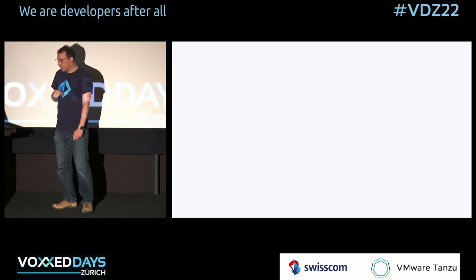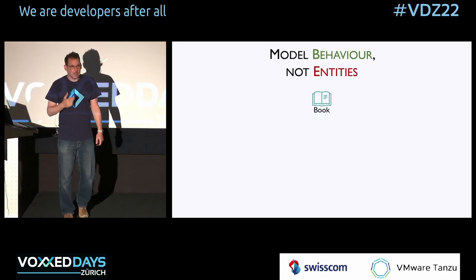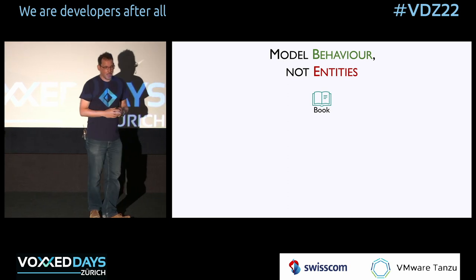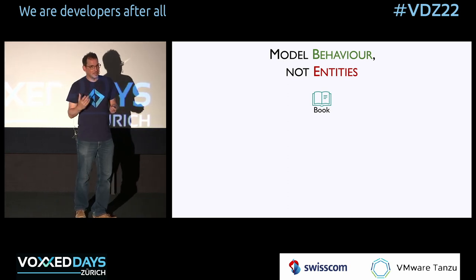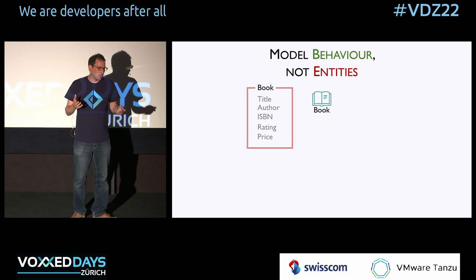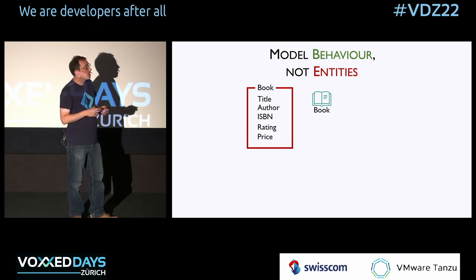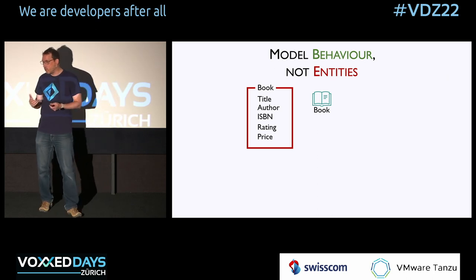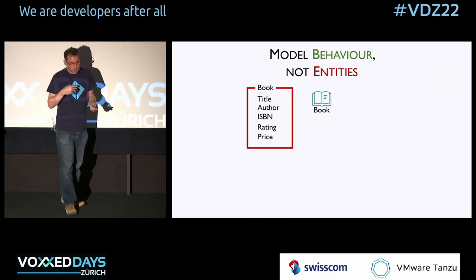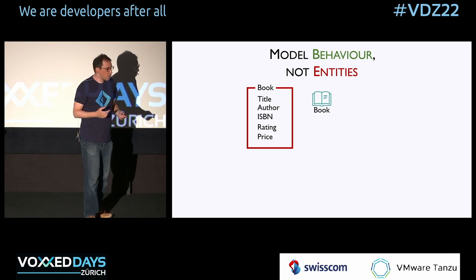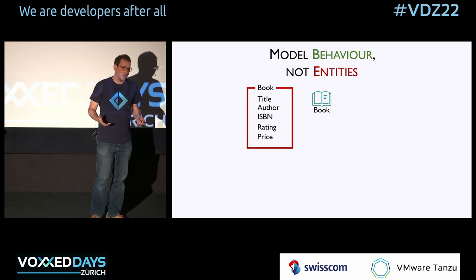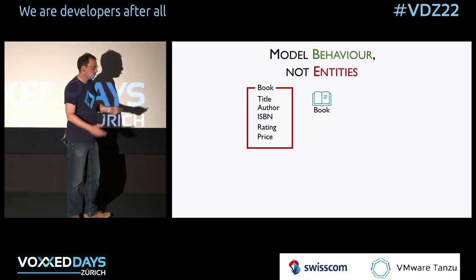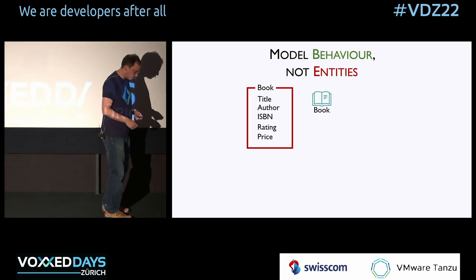Second tip is we should model behavior, not entities. What do I mean by that? We have a book here, and if I model with entities in mind, it could possibly look like this. I say, yeah, what are the properties of a book? A book has a title, an author, an ISBN. Readers will add ratings, and of course, we want to sell books, so a book has to have a price. And we model this, and we save it in the database, and are more or less happy.